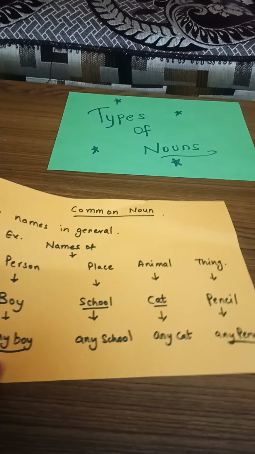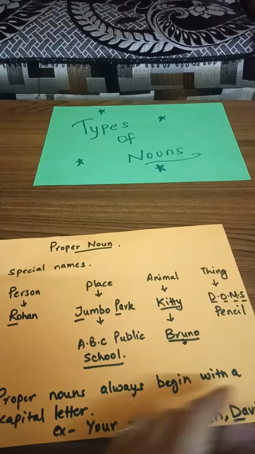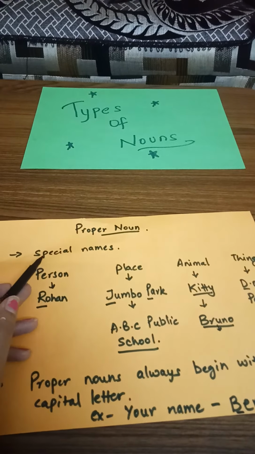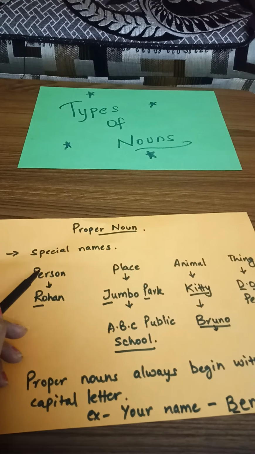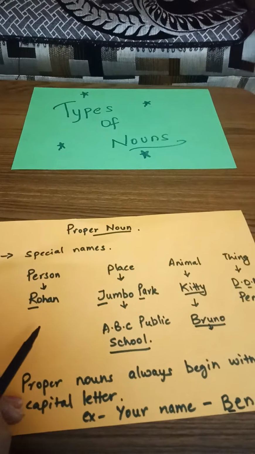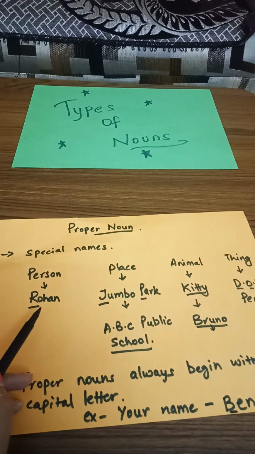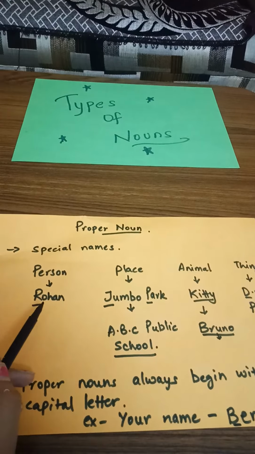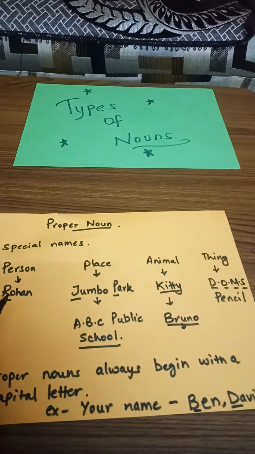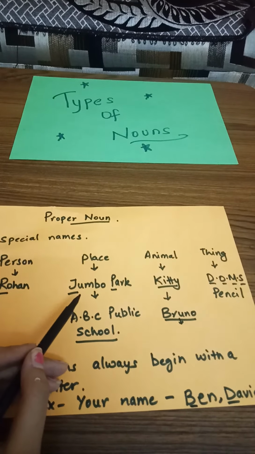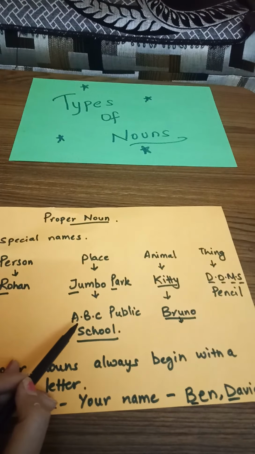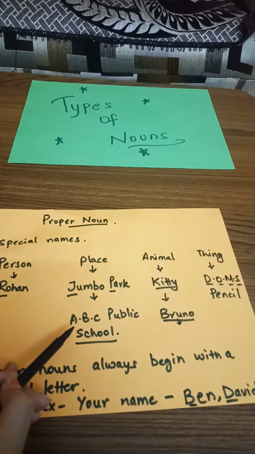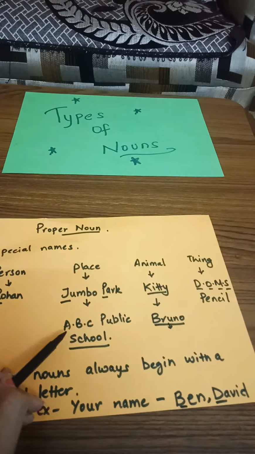Okay, now let's go through proper nouns. Proper nouns are a little different from common nouns and they give special names. For example, Rohan. If I say Rohan is the naughtiest child in the class, then we will all think about Rohan only, no other child. If I say I am going to Jumbo Park or I read in ABC Public School, then you will think of Jumbo Park and ABC Public School only, but no other place.